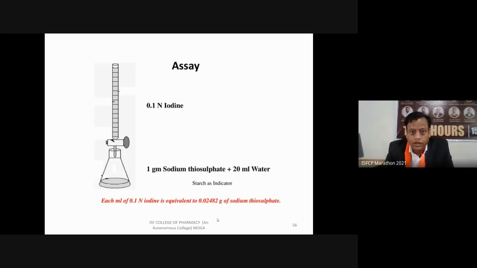So here you can see how the assay experiment is performed for the determination of sodium thiosulfate. You can see the beaker we have taken, in which we included sodium thiosulfate and water, and it is titrated using 0.1 normal iodine solution. So we determine the endpoint and can determine the quantity of sodium thiosulfate.